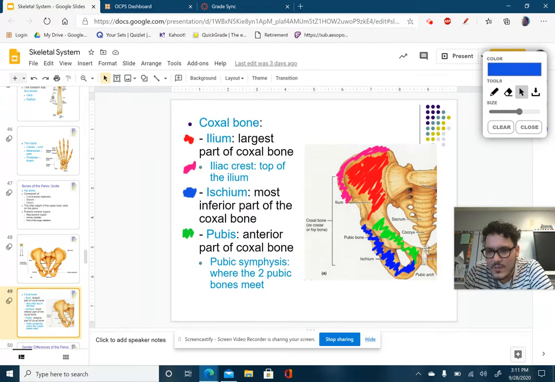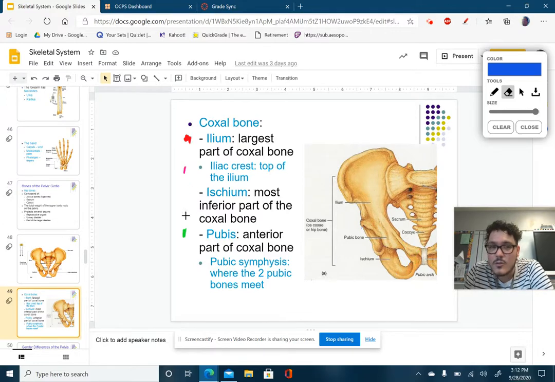There is also this pubic symphysis structure here, but we don't get too crazy with that, so you don't have to worry about that too much. So let's go ahead and erase this stuff. The symphysis is literally there to connect the two pubic bones together on the coxal bones.